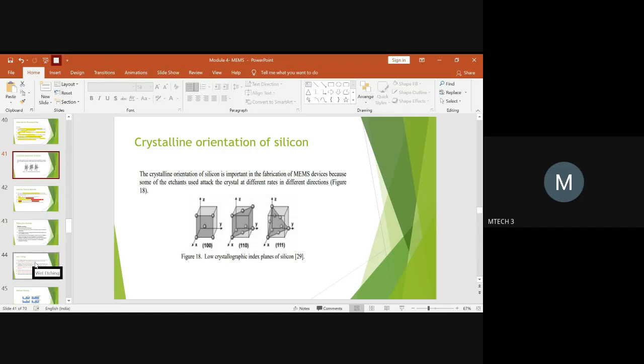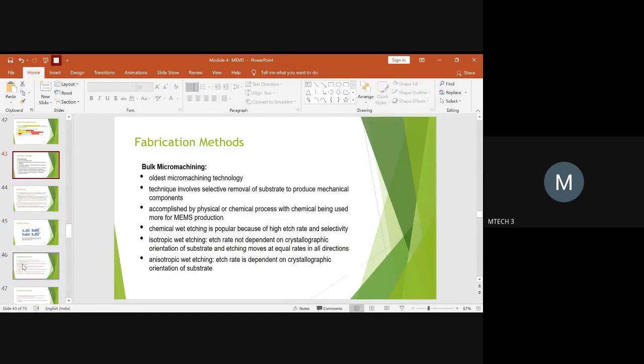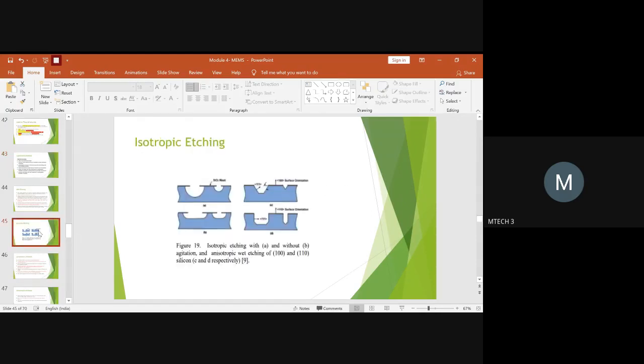So the properties you should claim are with respect to the substrate crystal structure of the 111 plane. You should specify which substrate crystal structure you are using. So you should be very keen about it. This is nothing but anisotropic wet etching. These things you should be very clear about.